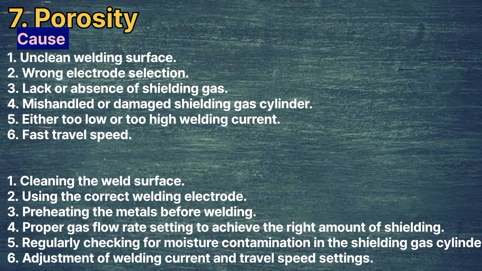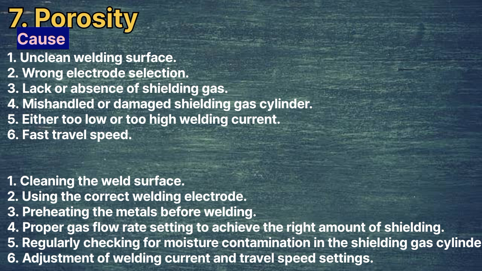The main reasons why porosity is generated. The first point is unclean welding surface. Second is wrong electrode selection. Third is lack or absence of shielding gas. Then mishandled or damaged shielding gas cylinder. Then either too low or too high welding current and fast travel speed.